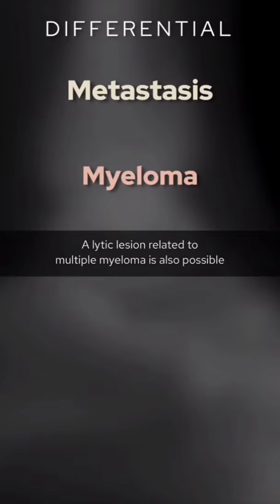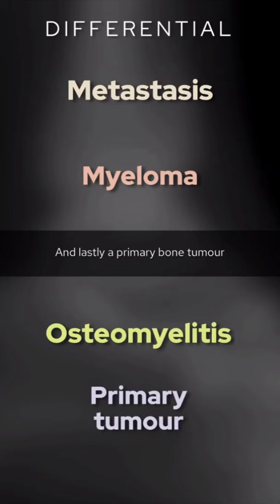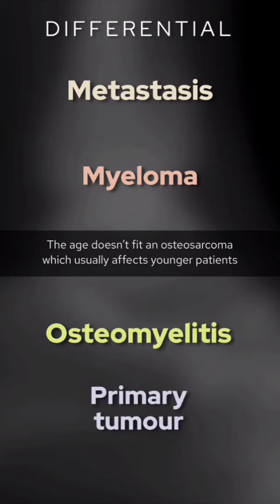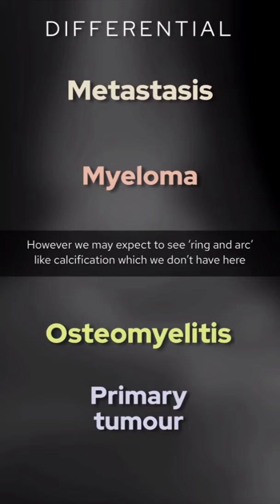A lytic lesion related to multiple myeloma is also possible. A benign but aggressive process such as osteomyelitis is also within the differential. And lastly, a primary bone tumour. The age doesn't fit an osteosarcoma, which usually affects younger patients. We should consider a chondrosarcoma, however we may expect to see ring and arc-like calcification, which we don't have here.